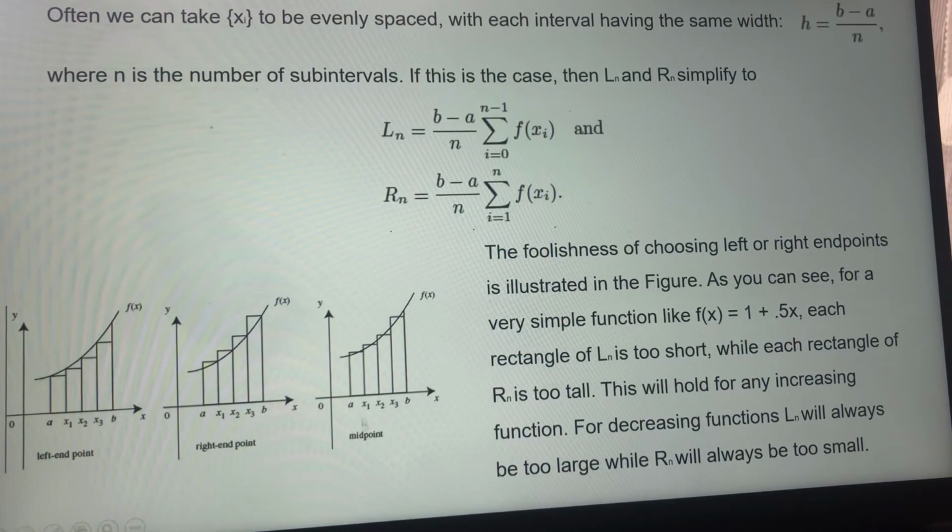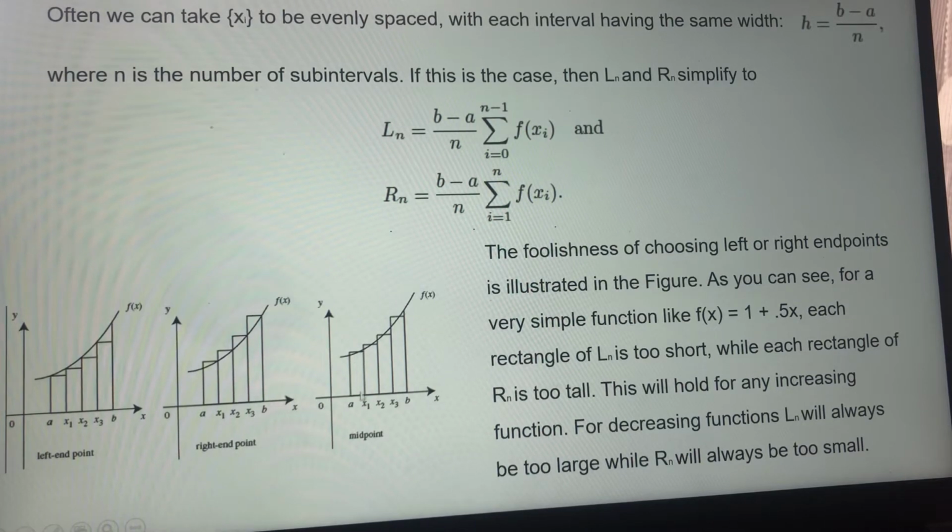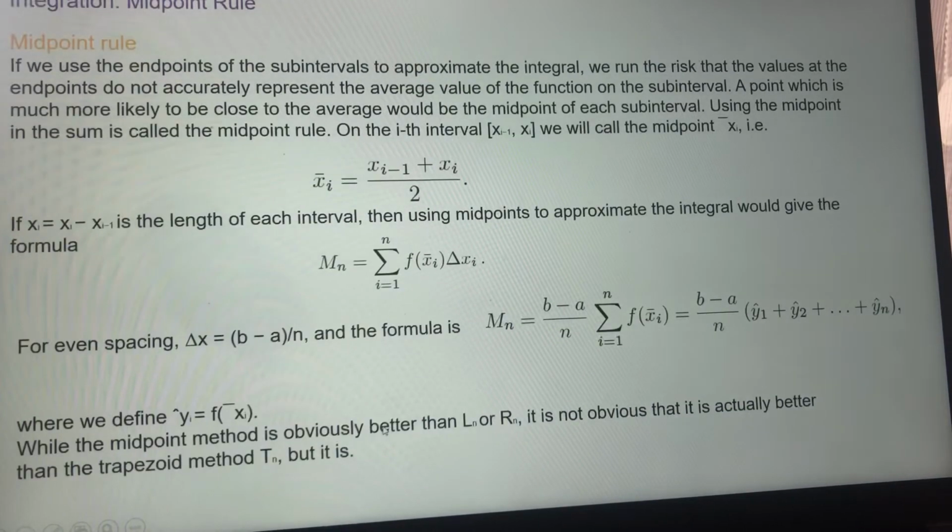And for the middle ones, we are taking x1 plus a over 2. And similarly, for each midpoint, we have to find and we have to take the f of x of these points. Okay? These are the difference between three methods. And here you go. This is how we find.